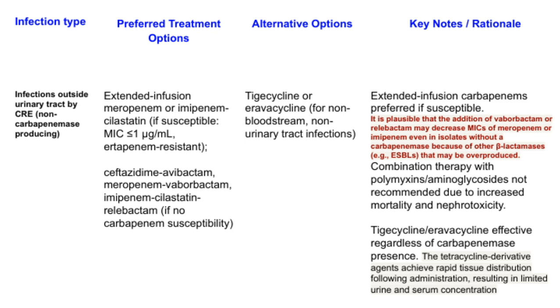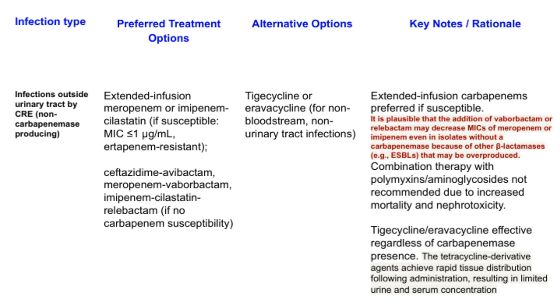It's important to note that while extended infusion carbapenems are preferred if the bacteria are susceptible, adding vaborbactam or relebactam can sometimes lower the MICs even in bacteria that don't produce carbapenemases. This might be because of other beta-lactamases, like ESBLs, that are overproduced. We should also be cautious about using combination therapy with polymyxins or aminoglycosides, as evidence shows this can lead to increased mortality and nephrotoxicity, which is kidney damage.